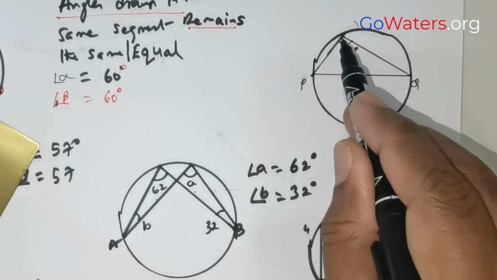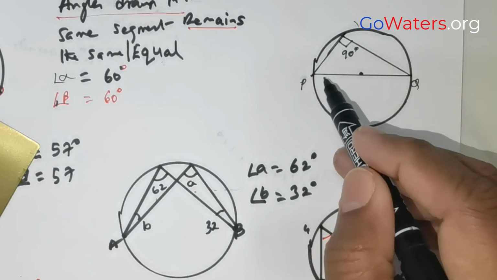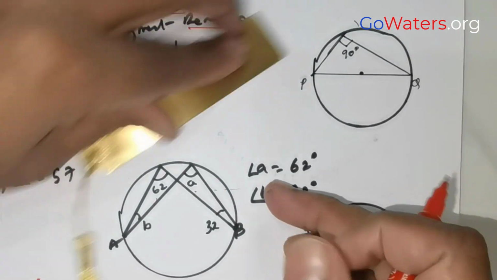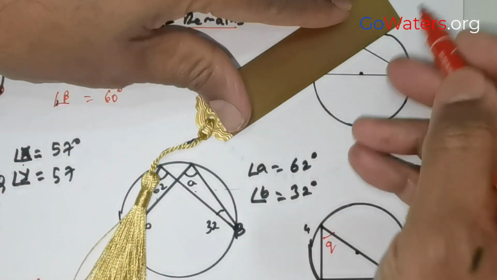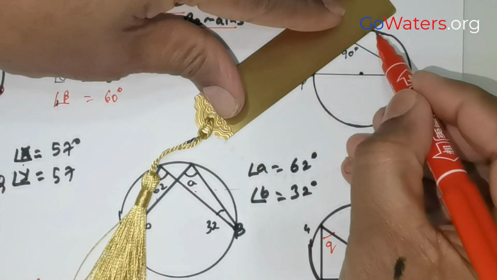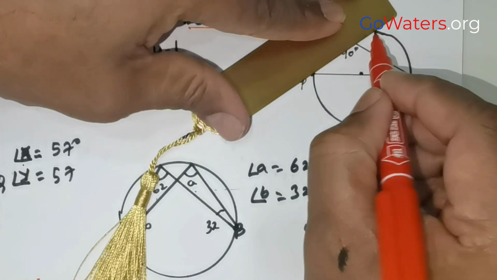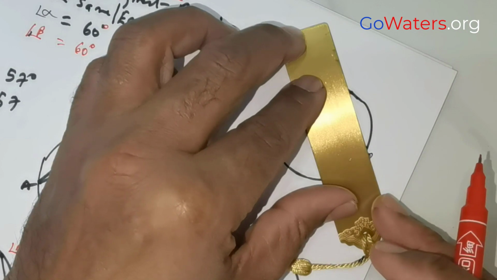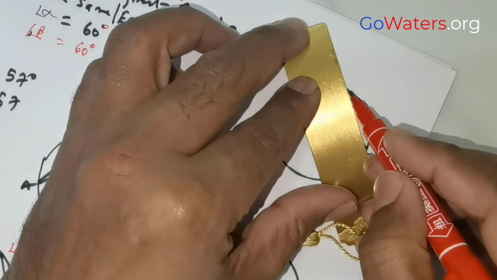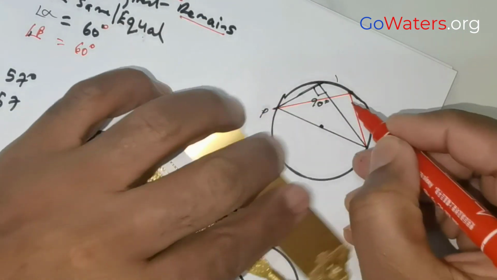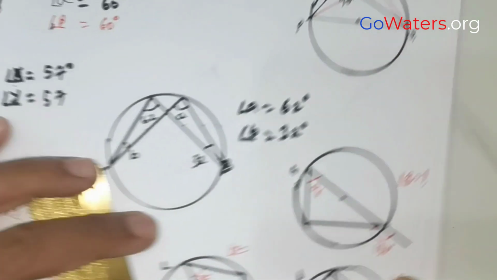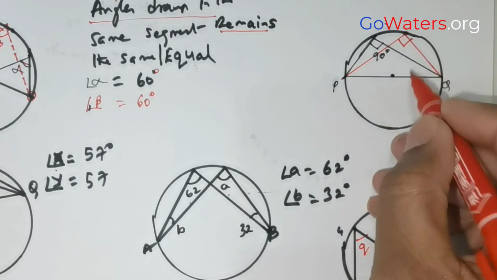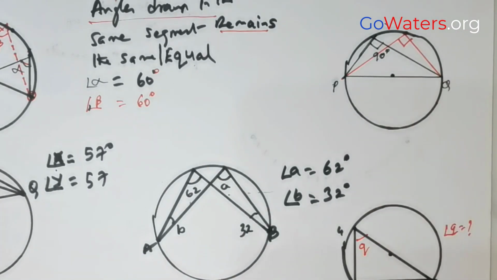I can have the triangle oriented in this fashion. I can even stretch it like this. So instead of drawing it like this, I can actually take a point over here and connect it to P and then connect that point to Q, and this one will still be 90 degrees, right? So that is the important rule we need to apply here.